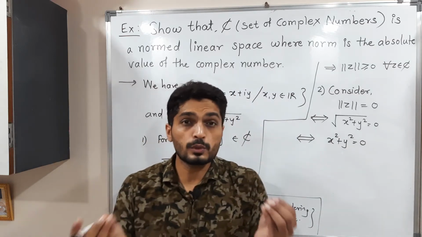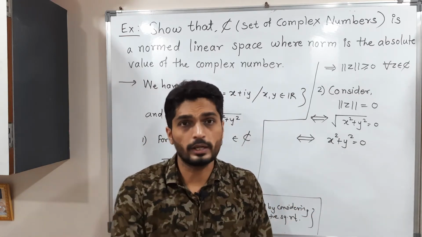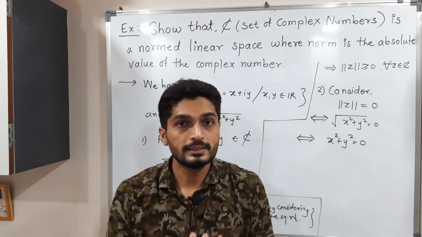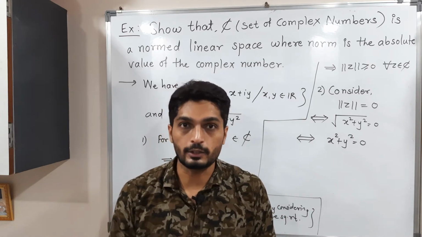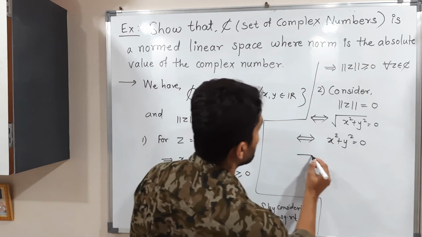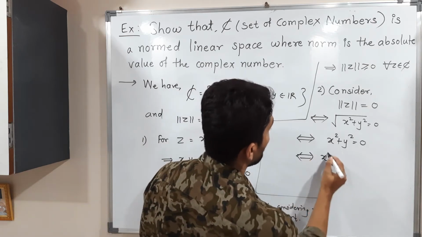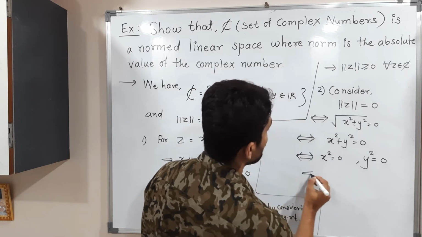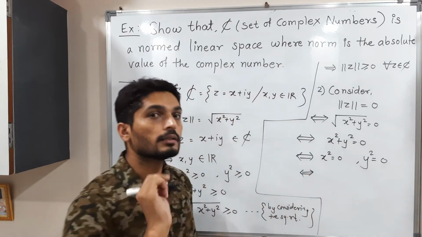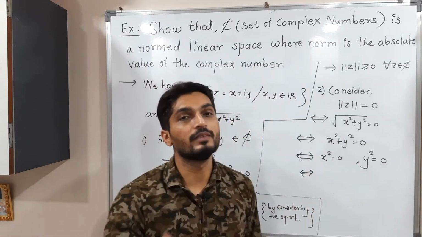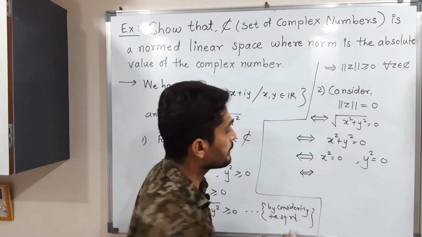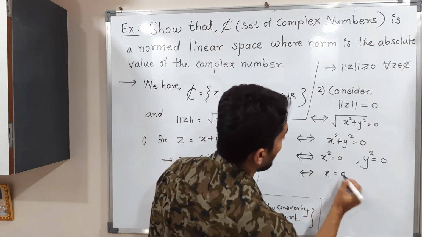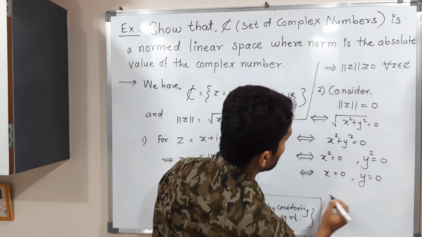We are adding two squares and we are getting 0. That means obviously each of them should be 0, since squares cannot be negative. So the only possibility is x square is 0 and y square is also 0. So tell me a number whose square is 0. Obviously the number should be 0. So that means x is 0 and our y is also 0.